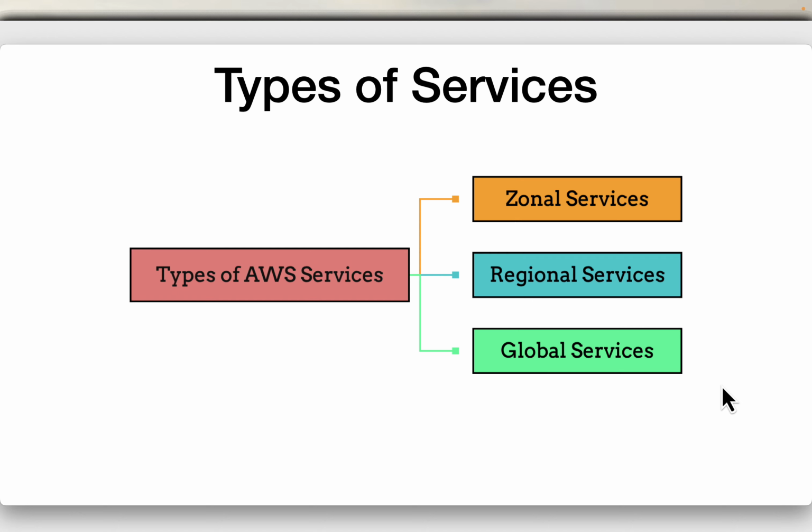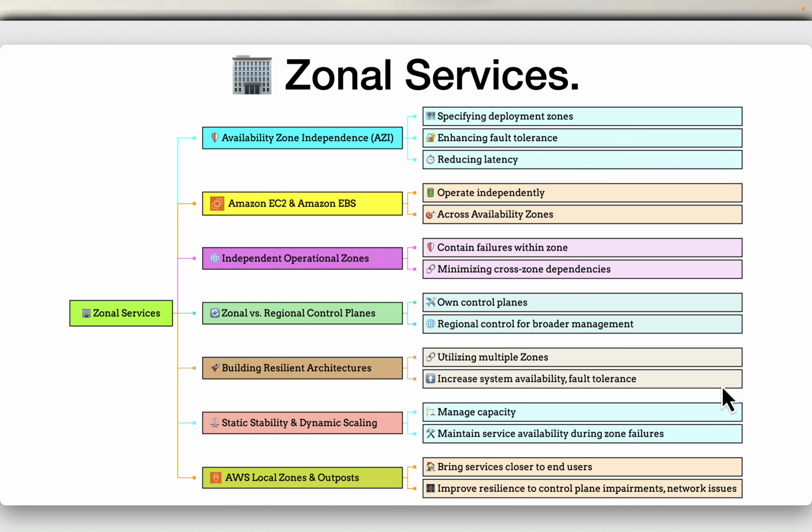So AWS operates three different categories of services based on their fault isolation boundary. They are zonal services, regional services and global services. So let's take a look at zonal services first.